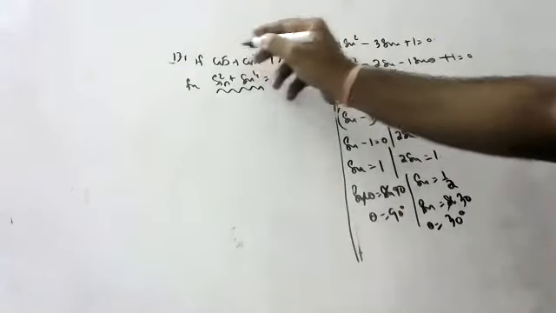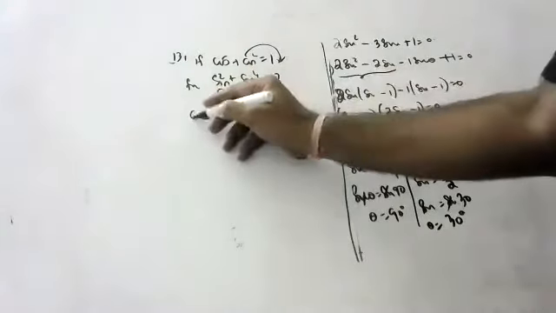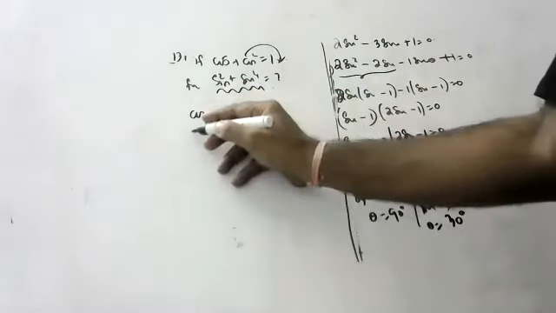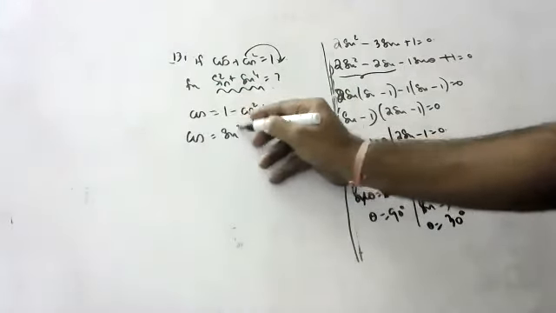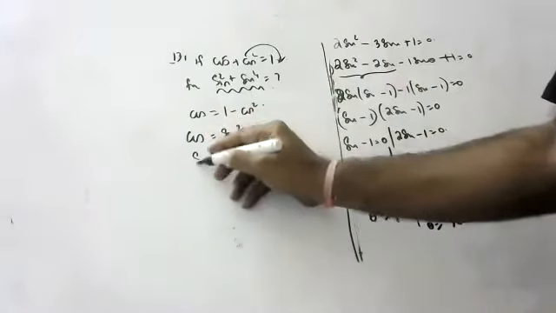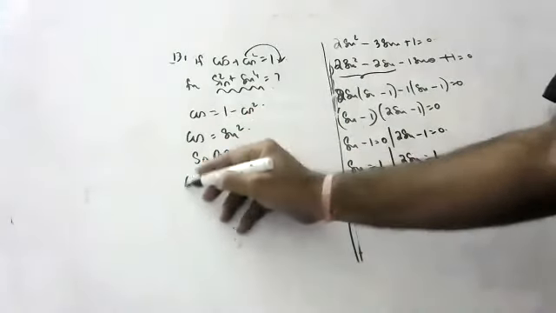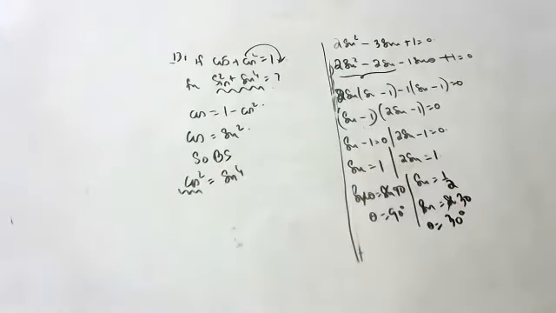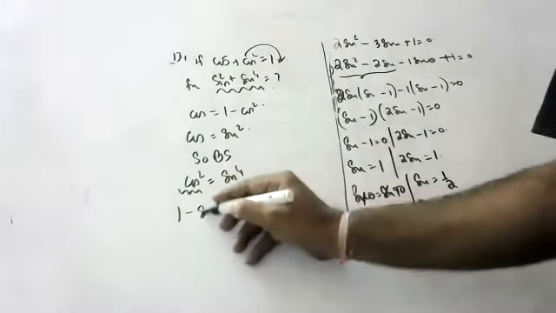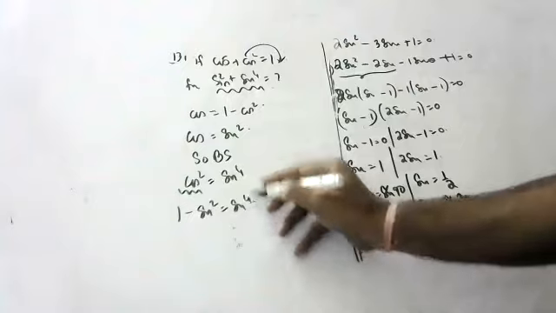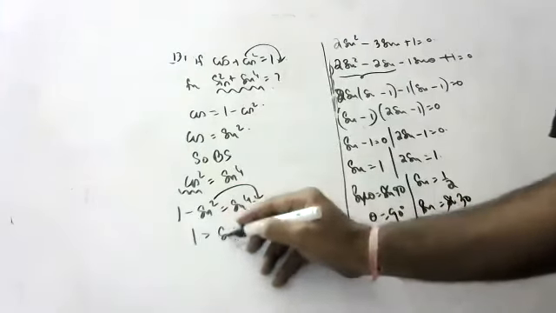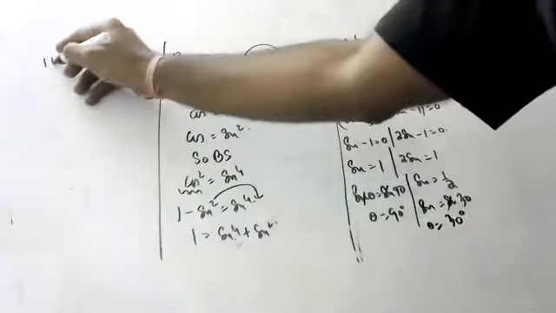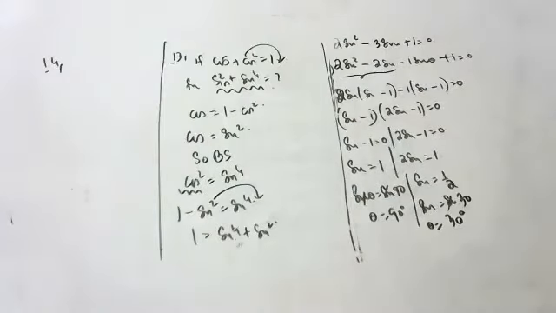Cos plus cos square, bring this square here. I will help you: cos equals 1 minus cos square. Cos equals sin square. Squaring on both sides, cos square equals sin power 4. Cos square we can write as 1 minus sin square. So 1 equals sin power 4 plus sin square. Okay, next question, children. Very good.